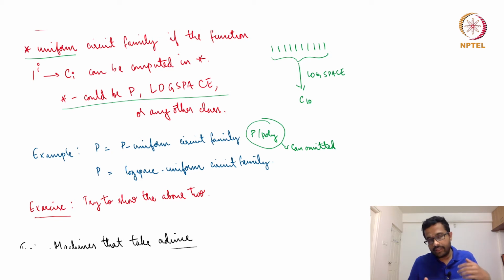If you again look at the proof of the Cook-Levin theorem, the circuit family that we obtain is actually a log space uniform circuit family. So that is another thing to note. So P is actually equal to P uniform circuit family as well as log space uniform circuit family.